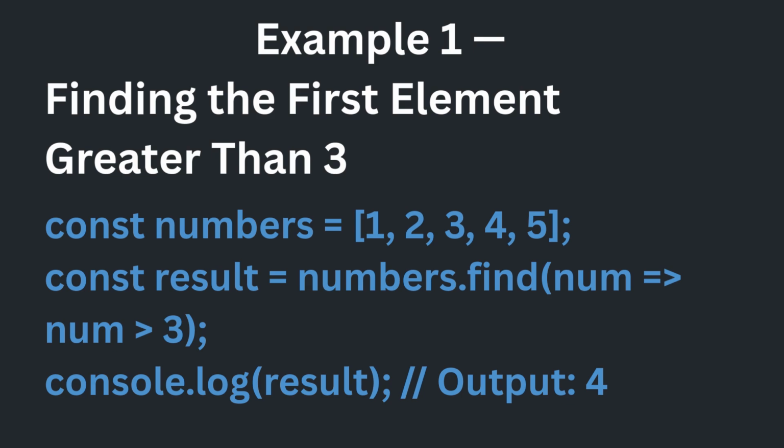Here's a simple example where we use the find method to search for the first number greater than 3 in the array. Notice how the find method stops after finding 4, the first match, and returns it. The rest of the array isn't even checked.